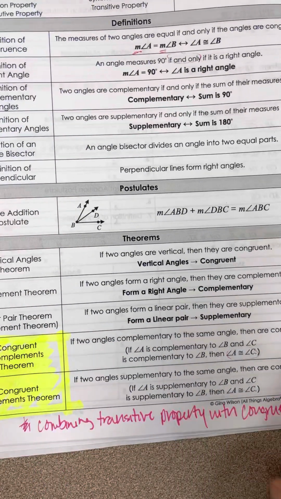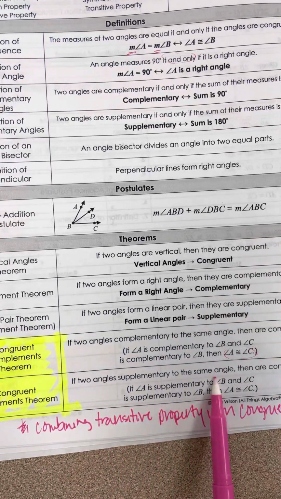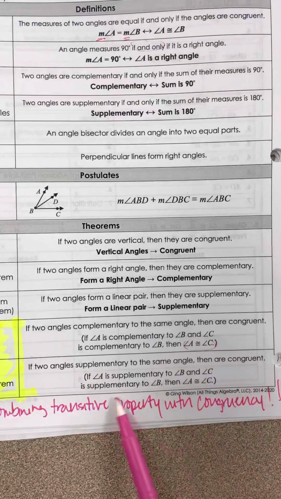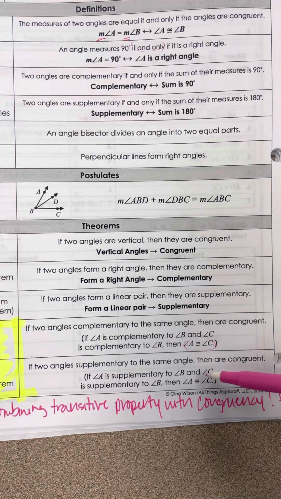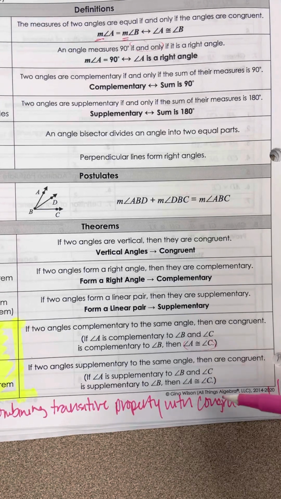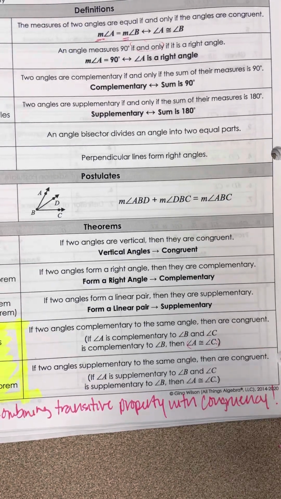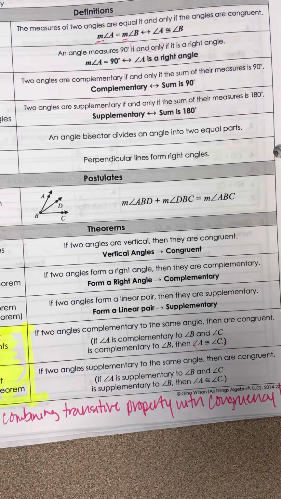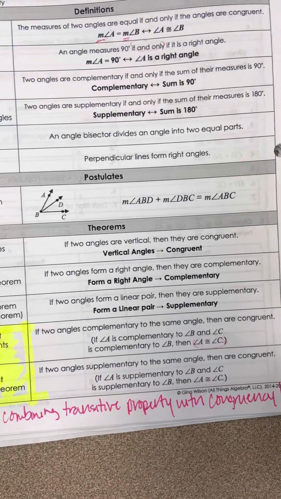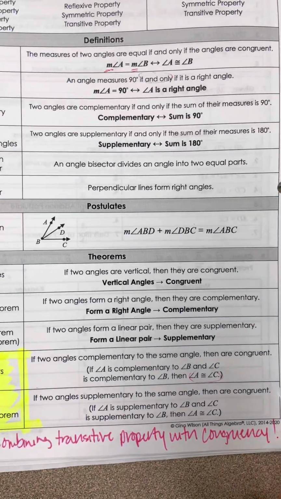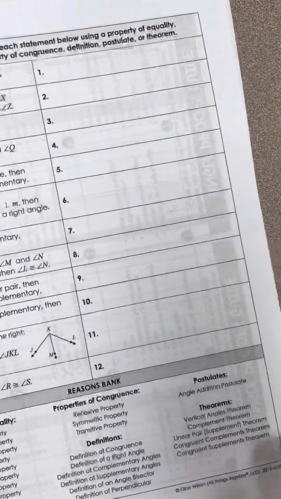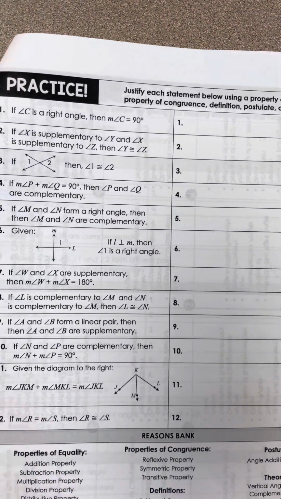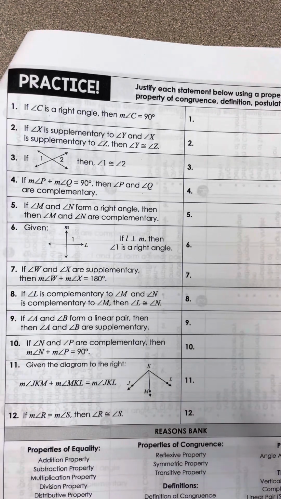And it's the same thing for congruent supplements theorem. If two angles are supplementary to the same angle, then they're congruent. Looks like transitive property, but you'll notice transitive property is just doing equality statements. So because this is congruency, we call it congruent supplements theorem and congruent complements theorem. Okay, so that's just kind of a review of all the different definitions, postulates, and theorems that you're going to be using for your angle statements. Now, flip it over. I want you guys to take a few minutes to do numbers 1 through 12 on your own. Pause the video and then come back.